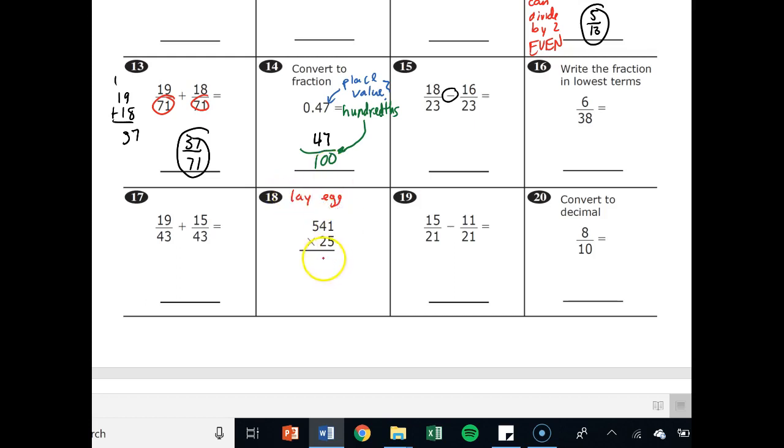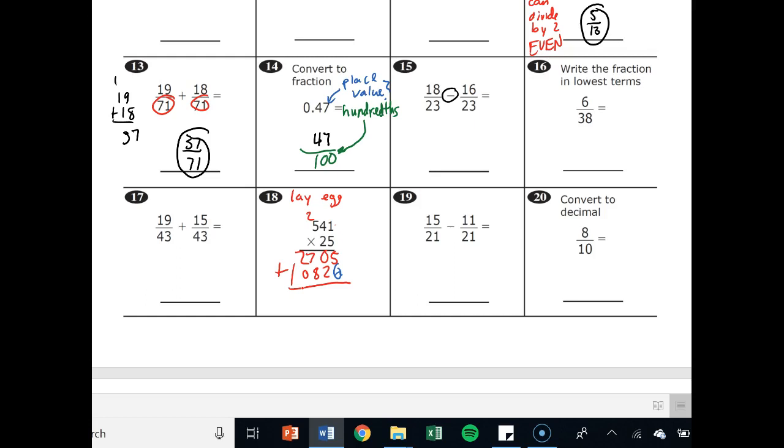So 5 times 1 is 5. 4 times 5 is 20. Carry your 2. 5 times 5 is 25. Plus 2 is 27. You are not done. Lay your egg. Then you get to do 2 times 1, which is 2. 2 times 4, which is 8. 2 times 5, which is 10. And now add up. I'm not going to finish that for you. You need to finish that.